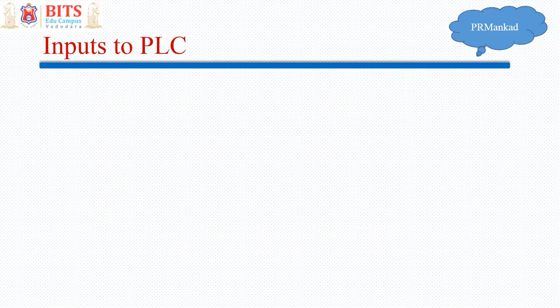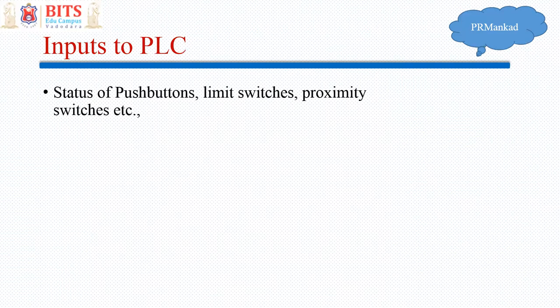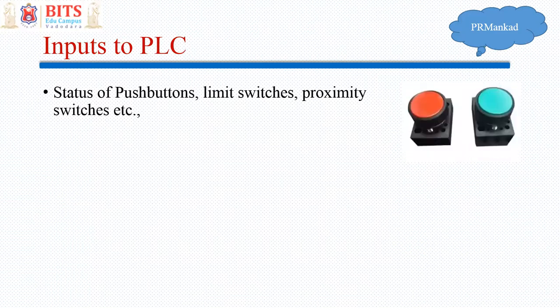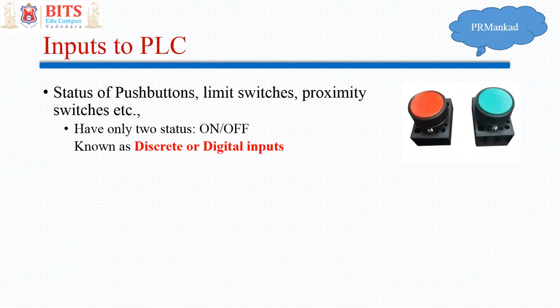So what are the inputs to PLC? We have inputs in the form of the status of push buttons, limit switches, proximity switches, right? These statuses are either on or off. So there are only two statuses, two levels, two options. They are also known as discrete or digital inputs.